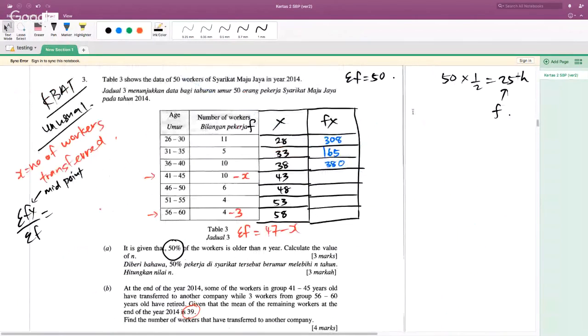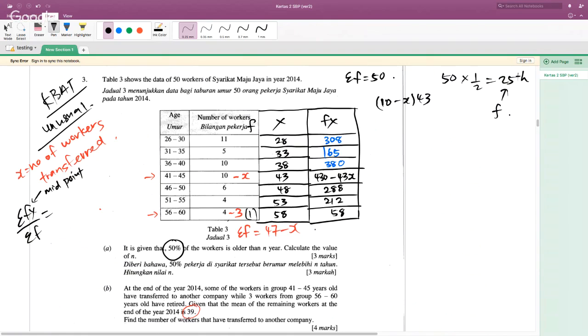Okay, so for this one, 10 minus x multiplied with 43, you will get 430 minus 43x. Then this one you just multiply, 48 multiplied with 6 is 288. Then 53 multiplied with 4 is 212. Then 58. This one has 1 left only, right? Because we minus 3 already. So 58 multiplied by 1 is still 58.